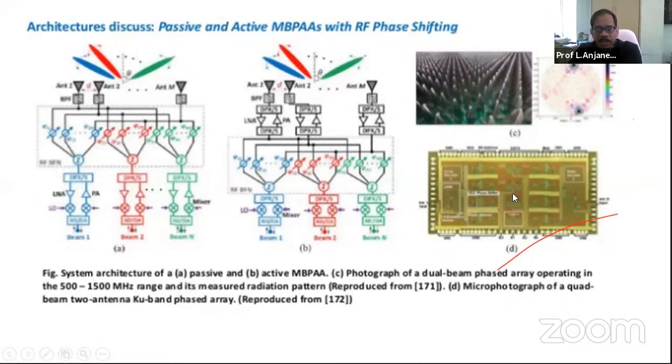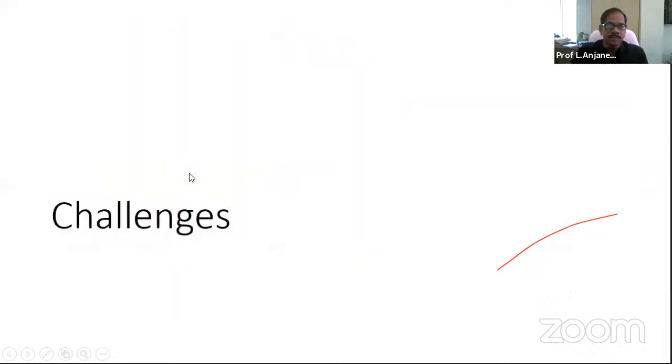Okay, and this is a micro photograph of a quad beam, 2 antenna KU band design. KU band is actually 18 gigahertz. So these are the multi-beam designs that are available to communicate with the users.